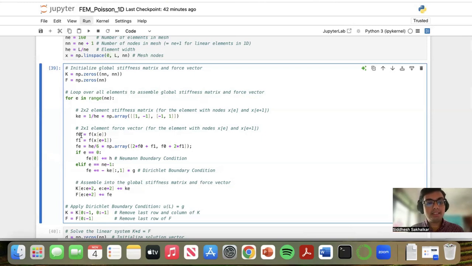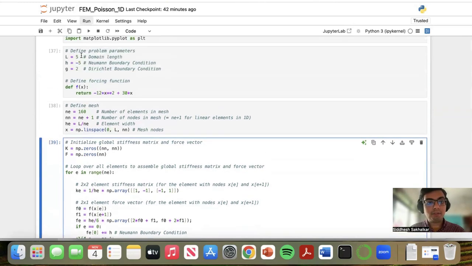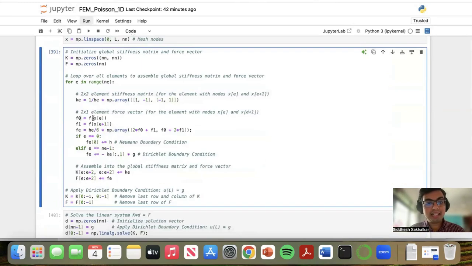So F0 is the value of f of x, where f of x is the forcing function, at node XE, which is the first node for that particular element, whereas F1 is the value of f of x at node XE plus 1, which is the second node for that particular element. And then FE is given by HE over 6 multiplied by an array given by 2 F0 plus F1, and the second entry is F0 plus 2 F1.